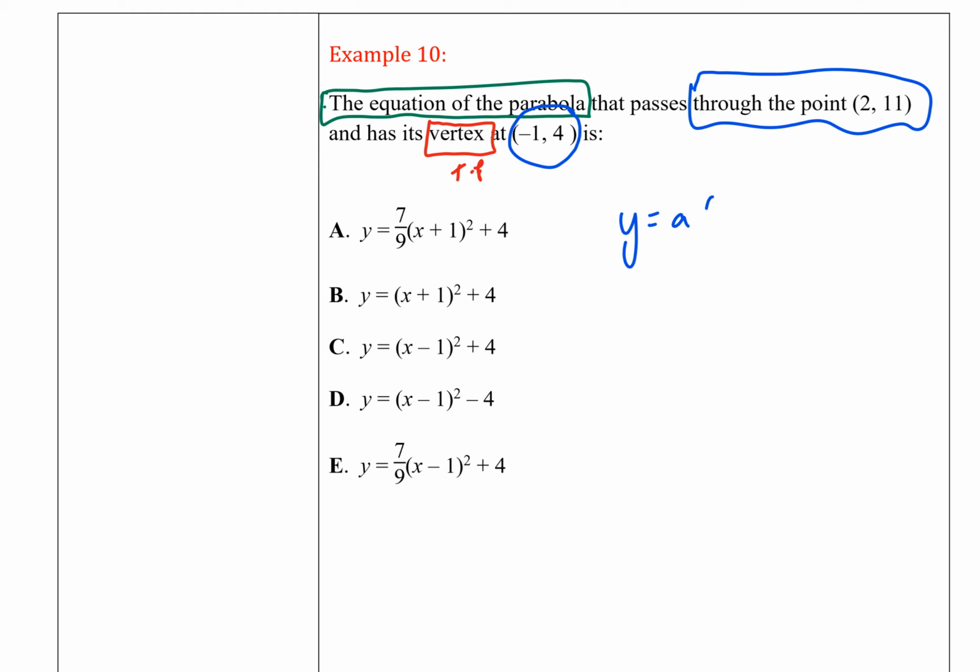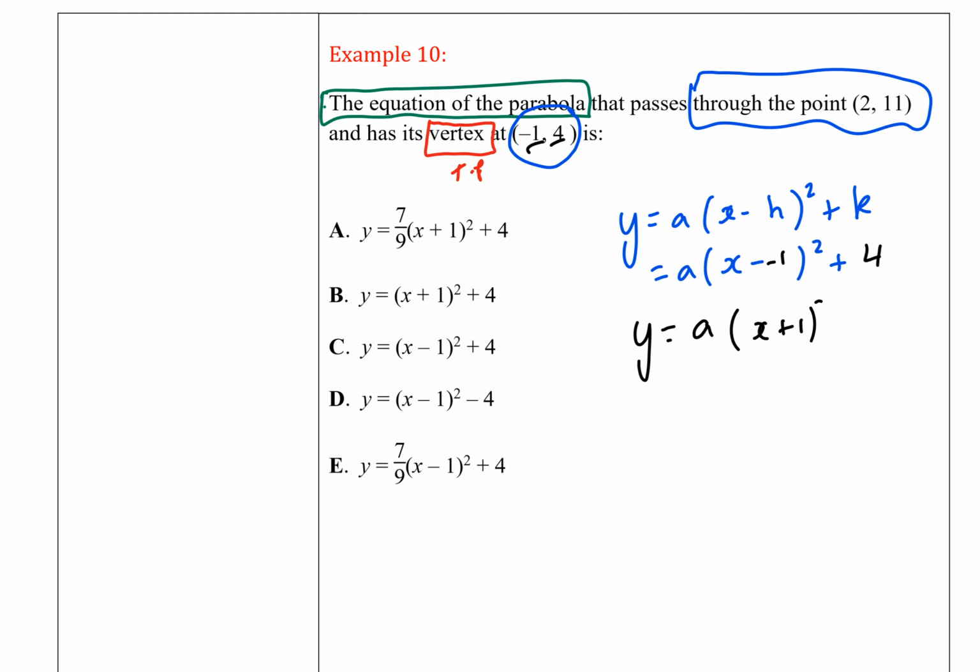If y equals a outside of (x minus h) squared plus k, then I can replace that h and k with -1 and 4. So here I could say y is equal to a outside of (x plus 1) squared plus 4. So I still need to find this a. The way I do it is to use (2, 11). So y equals a outside of (x plus 1) squared plus 4.